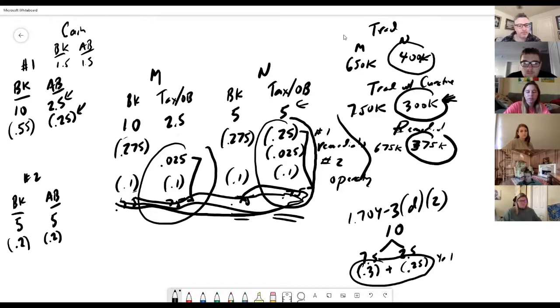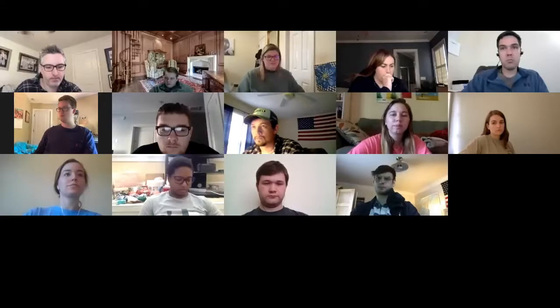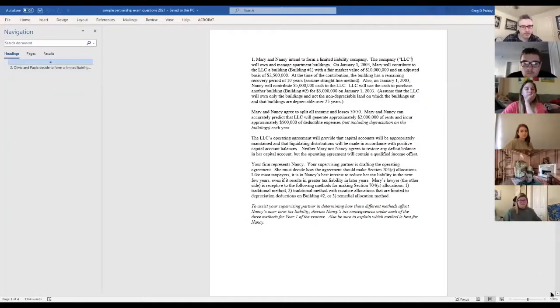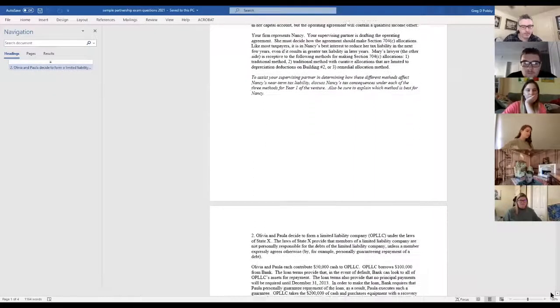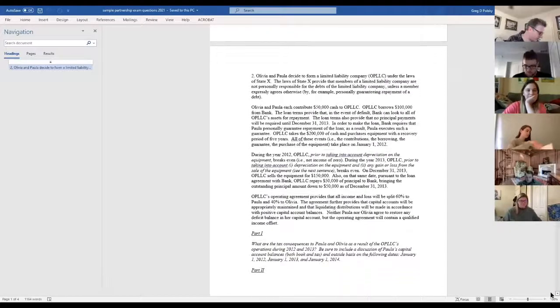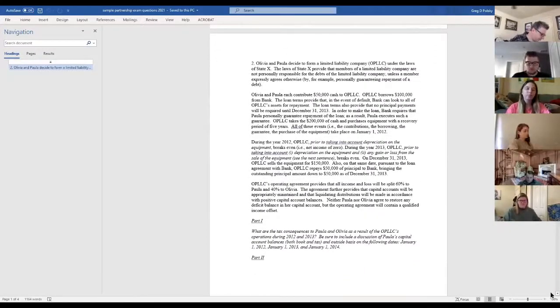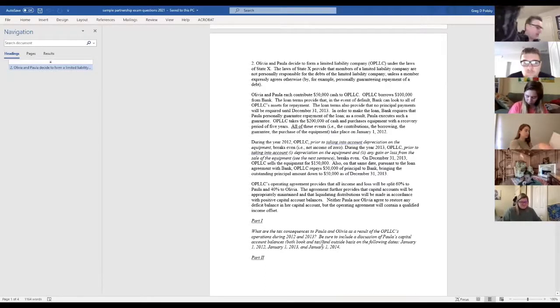All right, moving on to problem 2. This problem is not that exciting of a problem. It's basically some mechanics of constructing balance sheets. So here we've got O and P, and we're asked to do the book and tax capital accounts. It's kind of silly to do the tax capital accounts here because there is no 704C property. So it's going to be redundant of the book capital account.